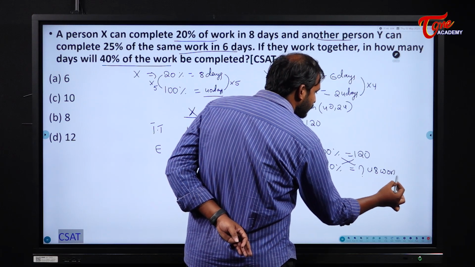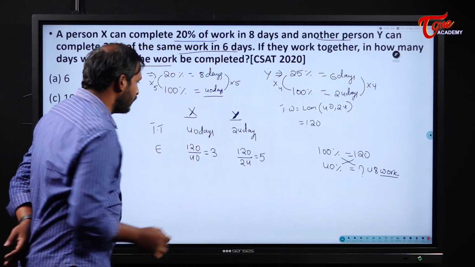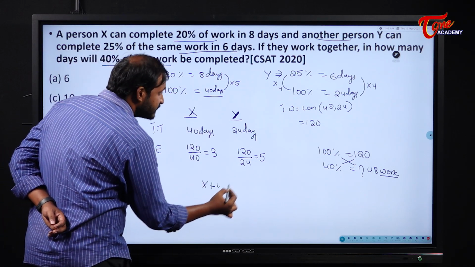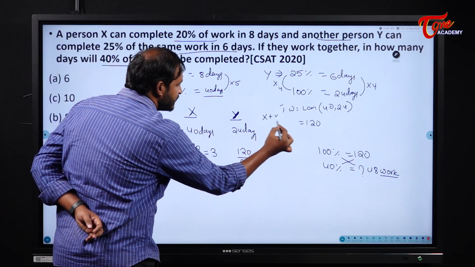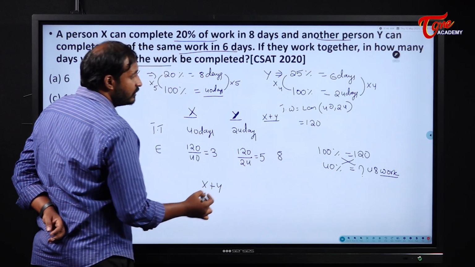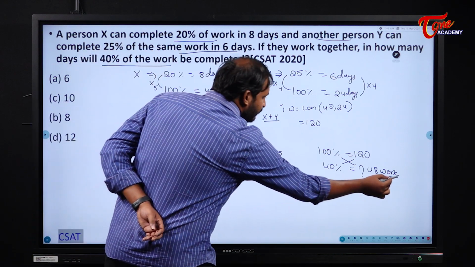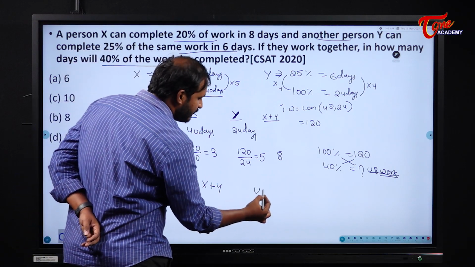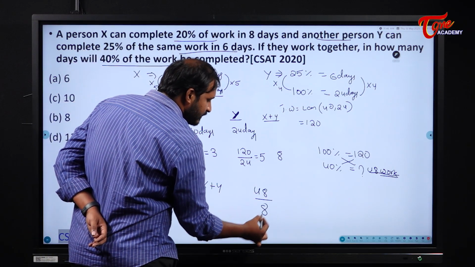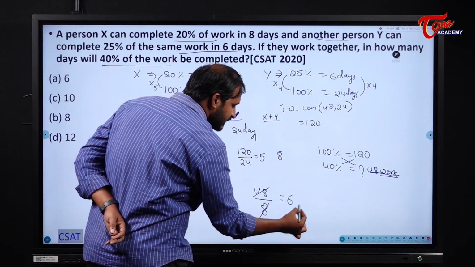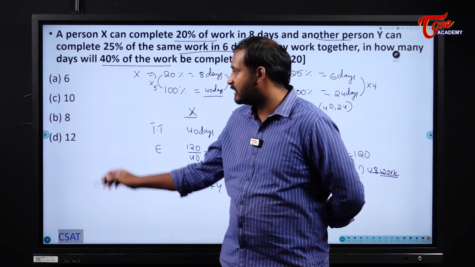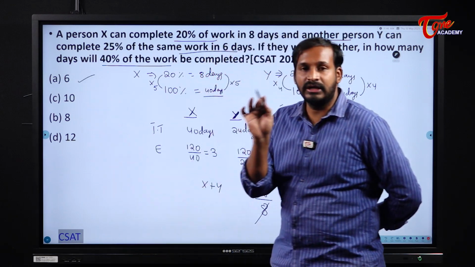Now, 48 work will be done by X and Y together in how many days? What is the combined efficiency of X plus Y? It is 8. So, 40% of work is 48 work. This can be done in how much time? 48 by their combined efficiency, 8. 48 by 8, that is, in 6 days they together can finish 40% of work.